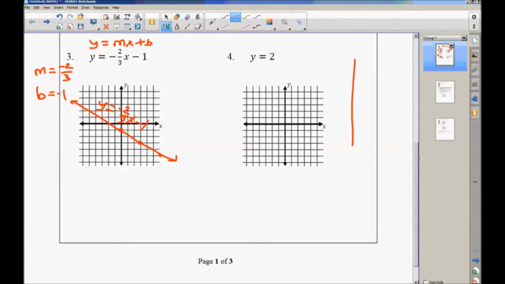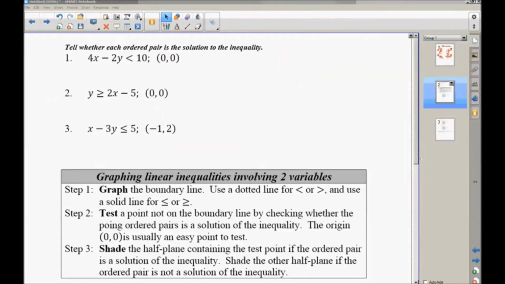And then the last one is a horizontal line, but if you've forgotten that, you can always make the chart here. So (0, 2), (1, 2), (2, 2), (3, 2) are all points on here. And then we can see why it's a horizontal line that goes through 2 on the y-axis. So this one actually is in slope-intercept form. This is just 0x plus 2. So there's our slope, and there's our y-intercept.